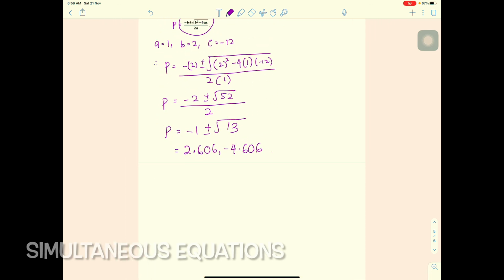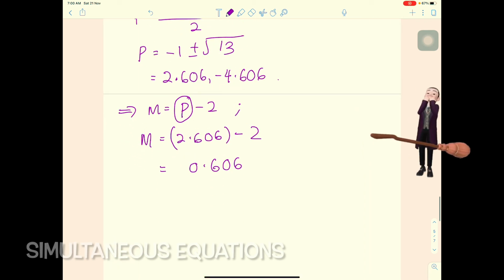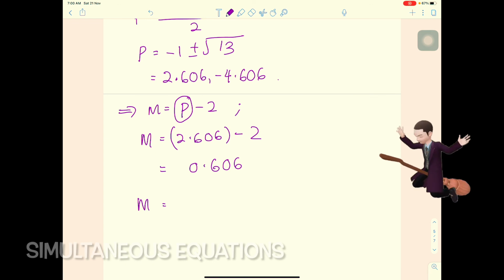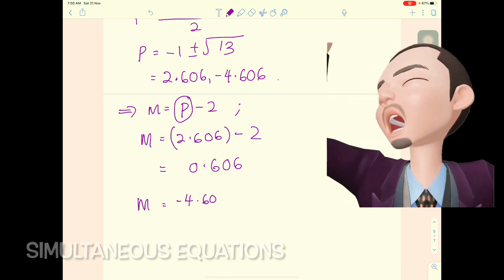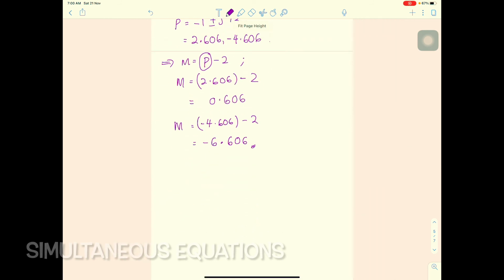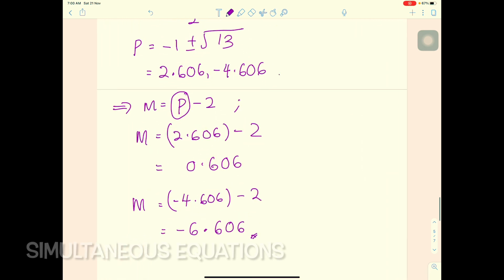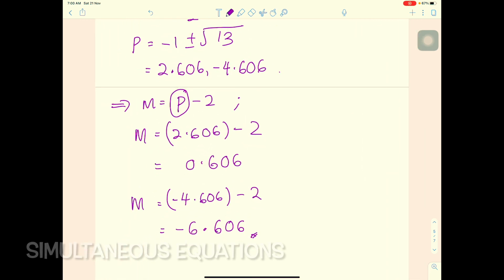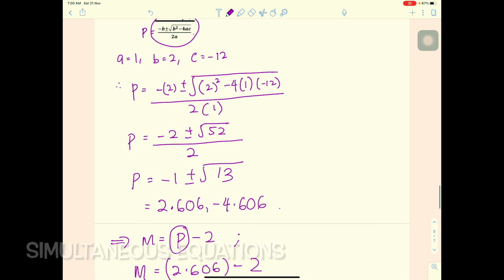And then find m. We know that m equals p minus 2, so substitute the value of p. For m1, m equals 2.606 minus 2, so equals 0.606. For m2, negative 4.606, the value of p, minus 2, so equals negative 6.606. So by using a calculator, you can get the answer by using the formula.